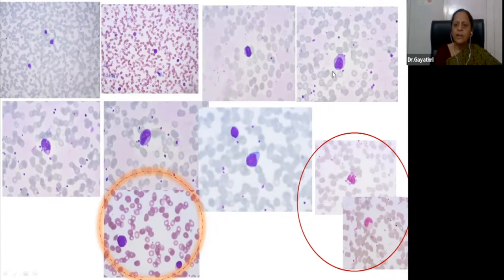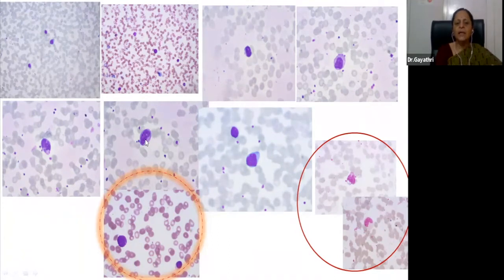This one, you can make out, is much larger than the normal, with much more cytoplasm. This again has more cytoplasm, and the nucleus is a bit larger. There is even a vacuole in this. Here again a large lymphoid cell. Compare it to the normal and see how much larger it is.